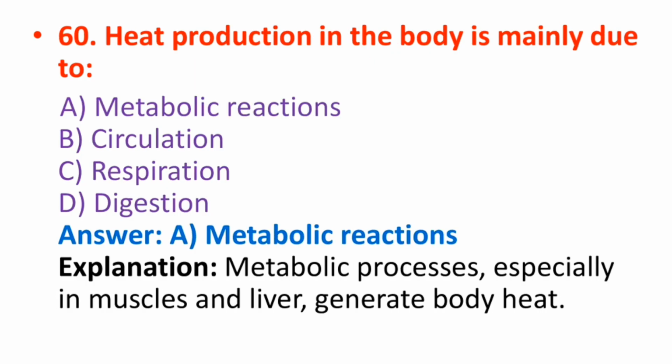Heat production in the body is mainly due to option A, metabolic reactions. Option B, circulation. Option C, respiration. Option D, digestion. The correct answer is option A, metabolic reactions. Metabolic processes, especially in muscle and liver, generate body heat.